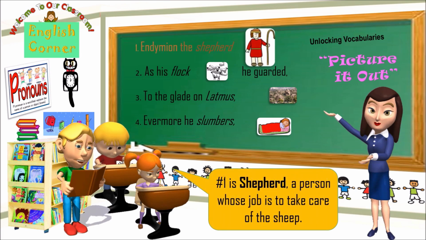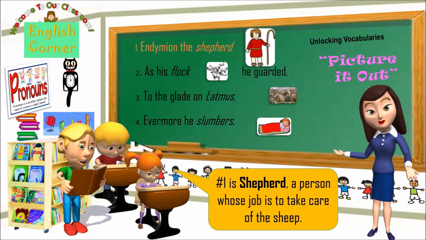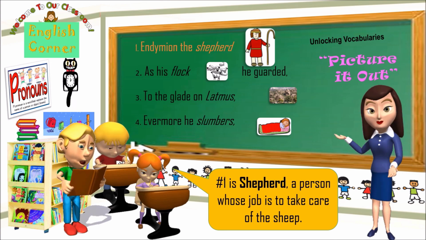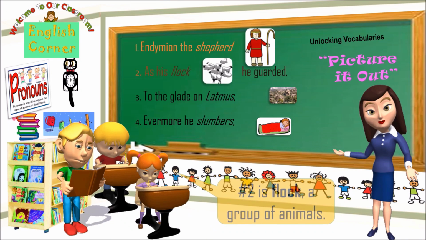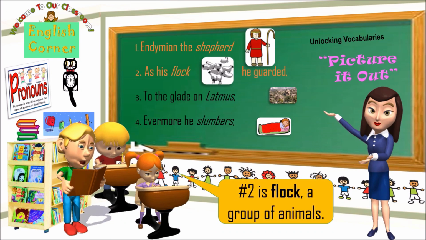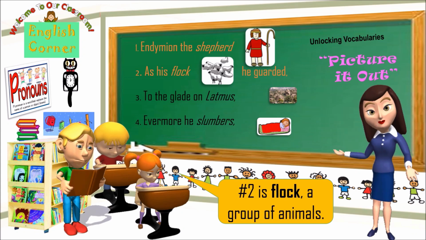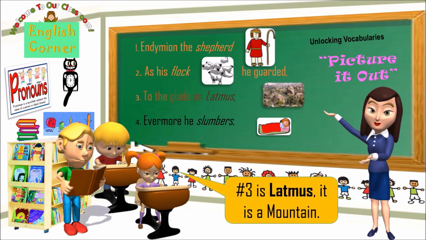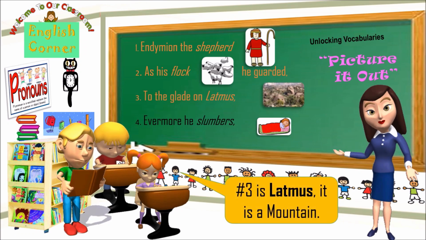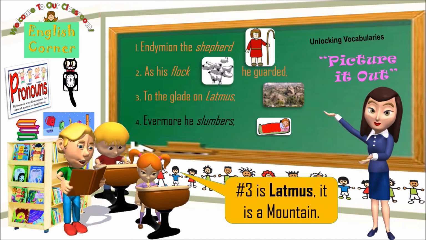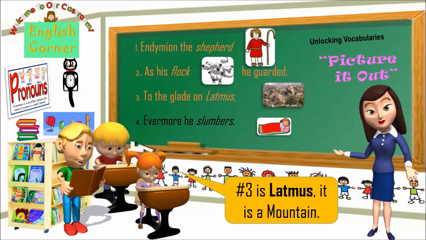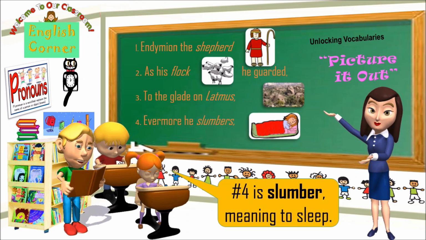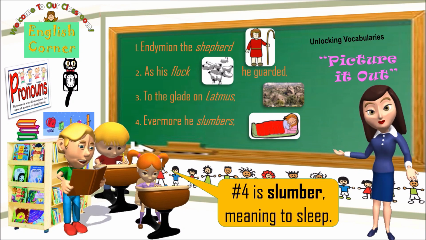Endymion the shepherd. Number one is shepherd. Based on the picture, the shepherd is a person whose job is to take care of the sheep. As his flock he guarded. Number two is flock. Based on the picture, flock is a group under the guidance of a leader. To the glade on Latmus. Number three is Latmus. Based on the picture, Latmus is the name of a mountain in Anatolia. Evermore, he slumbers. Number 4 is slumbers. Based on the picture, slumber is to sleep lightly.